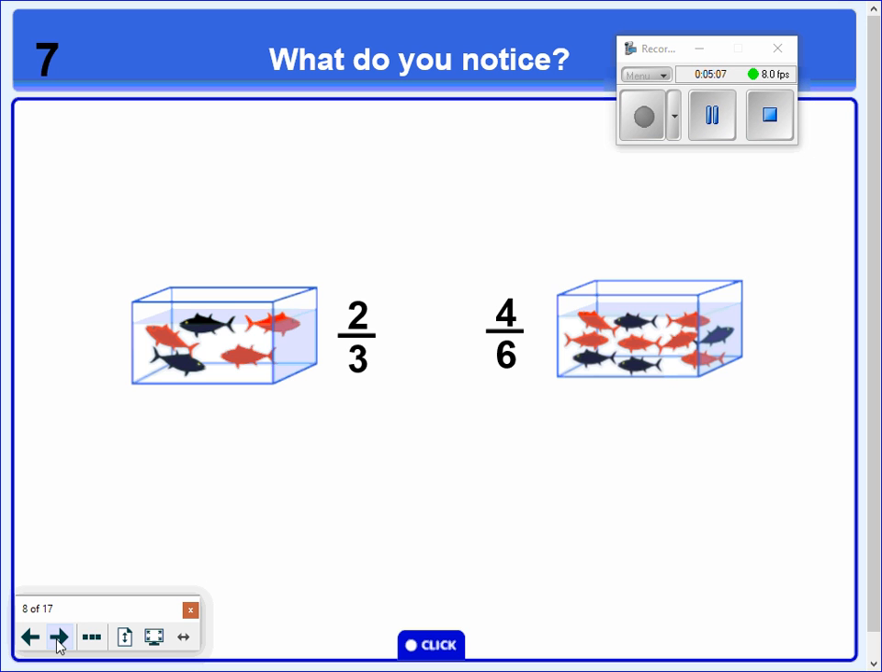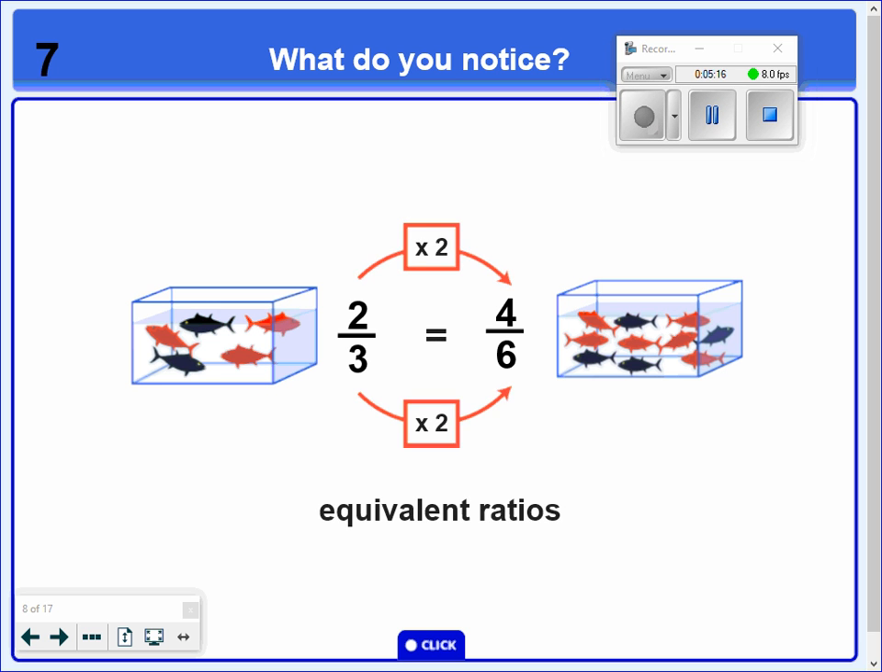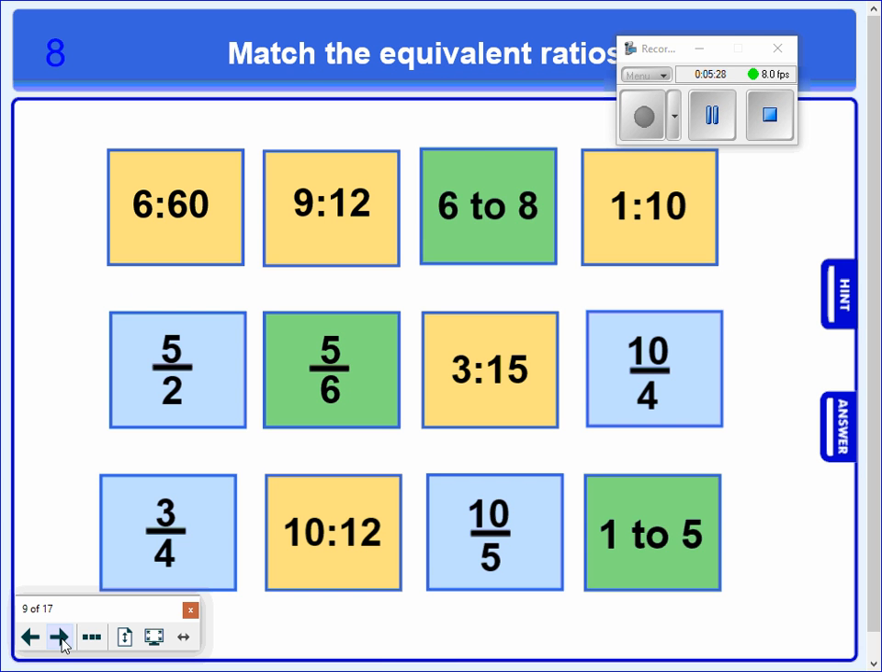What did you notice, guys? Okay, hopefully you said something like that those are equivalent fractions. They have the same ratio, okay, because they're equivalent fractions. Okay, so now what we want to do is find all of the equivalent ratios. So this is slide 8. All right, if you're recording on your paper, then you need to be making all the matches. Okay, if you're at home, pause the video.